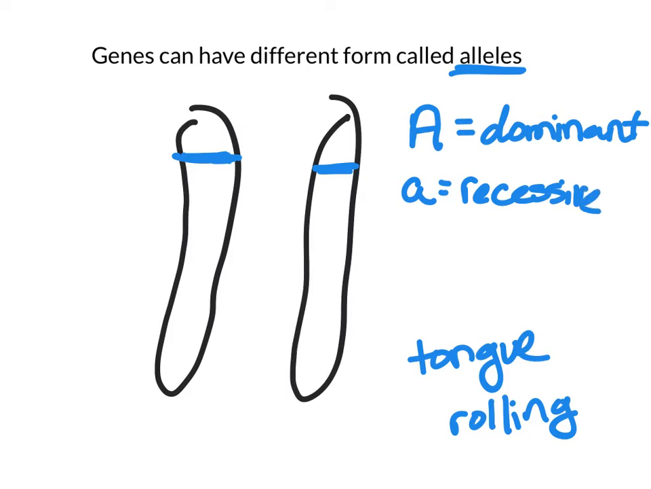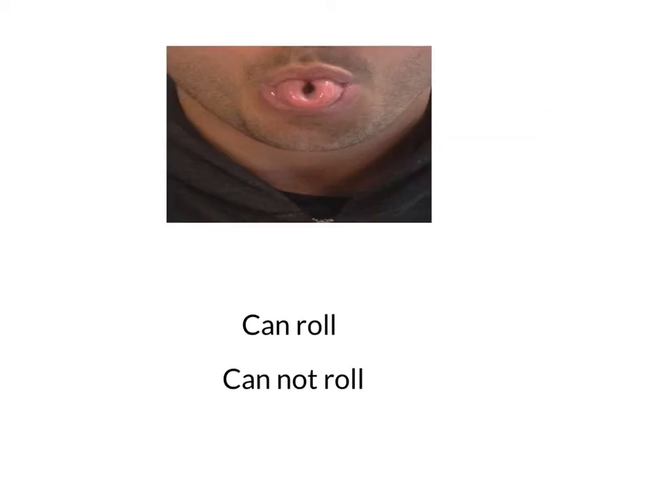So if we have, let's say, this individual, they might have one dominant allele and one recessive allele. Or it's possible that they could have two recessive alleles. Or it's possible that they might have two dominant alleles. So here's an example of a trait, tongue rolling.